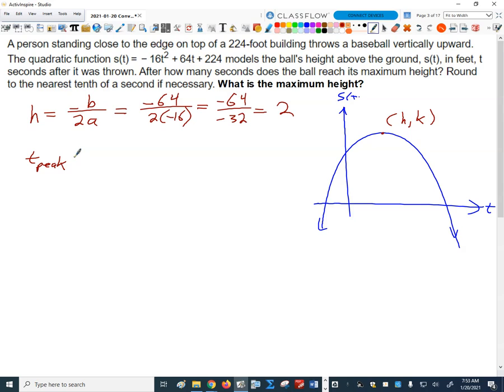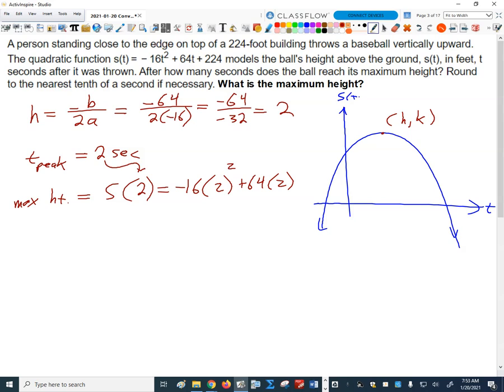So we know then that the time it takes to get to the peak of the flight is 2 seconds. And if we want to know how high it goes, well, we just plug that back into the function, right? The maximum height is just going to equal s of 2, which is negative 16 times 2 squared plus 64 times 2 plus 224, which gives us what? Negative 64 plus 128 plus 224, which is just going to be 288. So that's the maximum height, 288 feet. Okay.